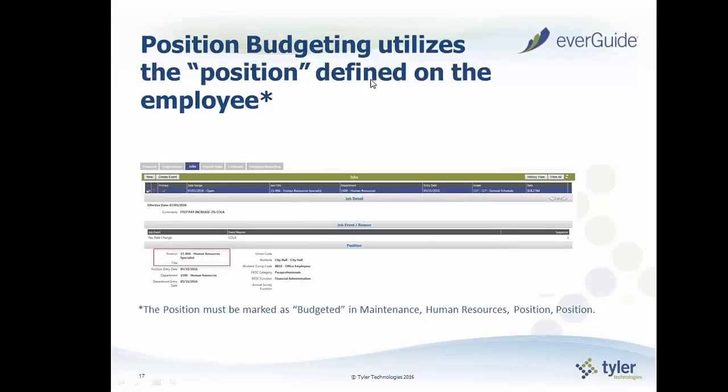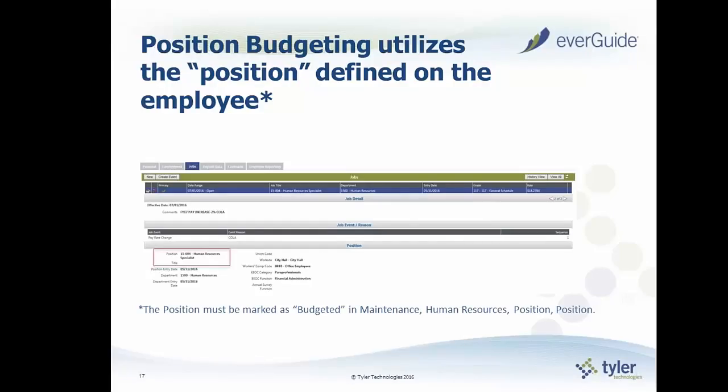Position budgeting utilizes the position defined on the employee, so all of the dollar amounts are going to come from there. You've heard me say that multiple times, so I think you get it. On each employee's jobs tab, there are two fields: a position field and a title field. In order for position budgeting to calculate at the level you would expect, you have to set the positions up in maintenance and then connect those actual positions to the employee.